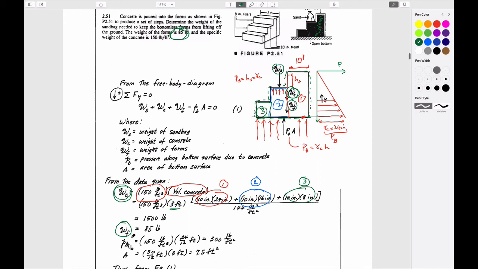The most important one is the pressure that's acting on the base. The pressure acting on the base is the unit weight of concrete times the height, and it's multiplied through by the width into the page. So the pressure acting is the unit weight of concrete here, gamma C, times the depth, which is 24 inches over 12 inches per foot, which is 2 feet, which we've called H.